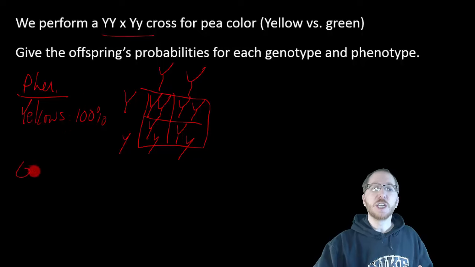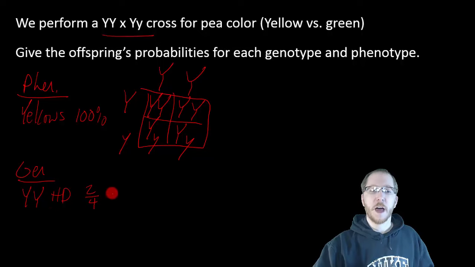If I'm asking genotypically, though, this is going to be another one of those that's going to be odd, because we do have where there's going to be two individuals that are homozygous dominant. So you could also write that HD. And so that will be 2 out of 4, or that would be 50%. And then we will have two individuals that are heterozygous.